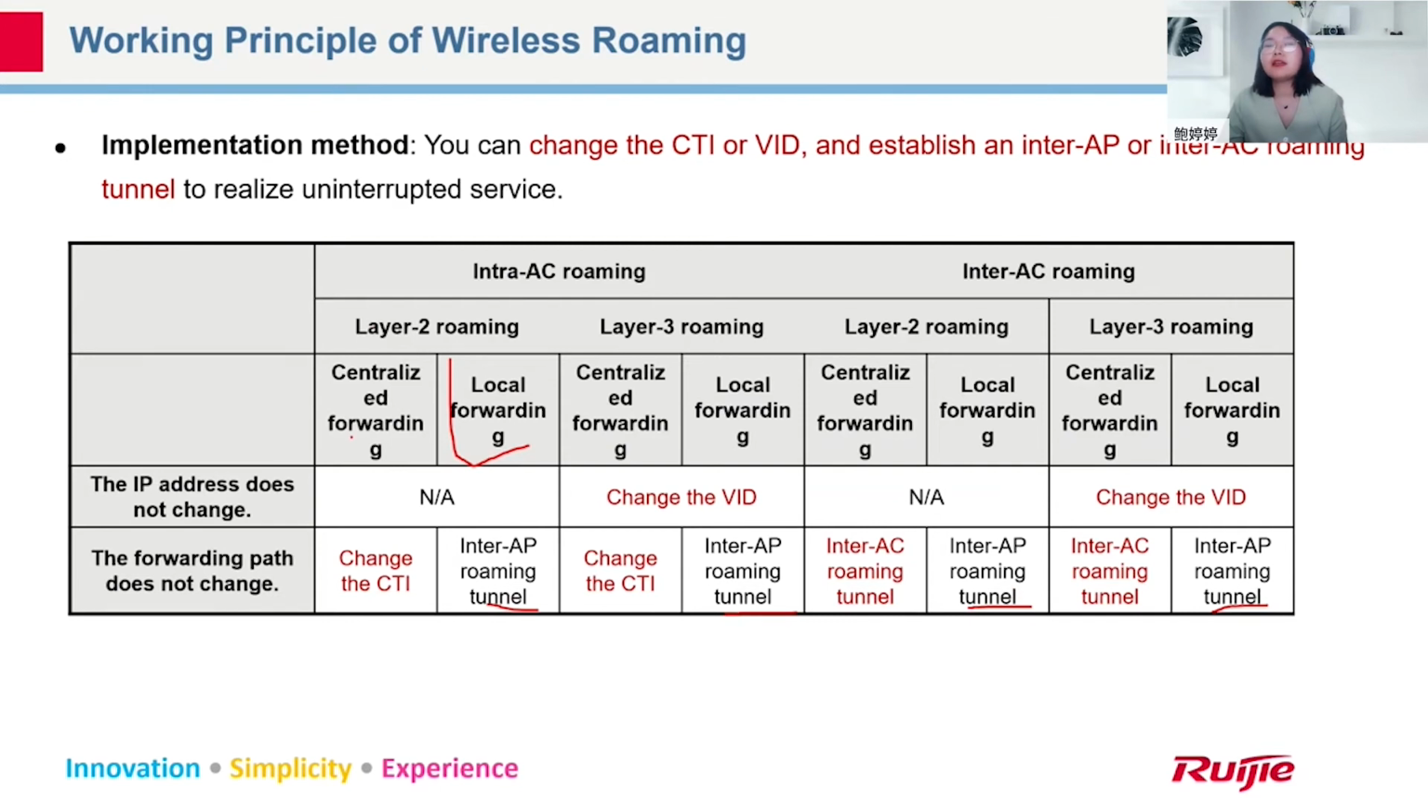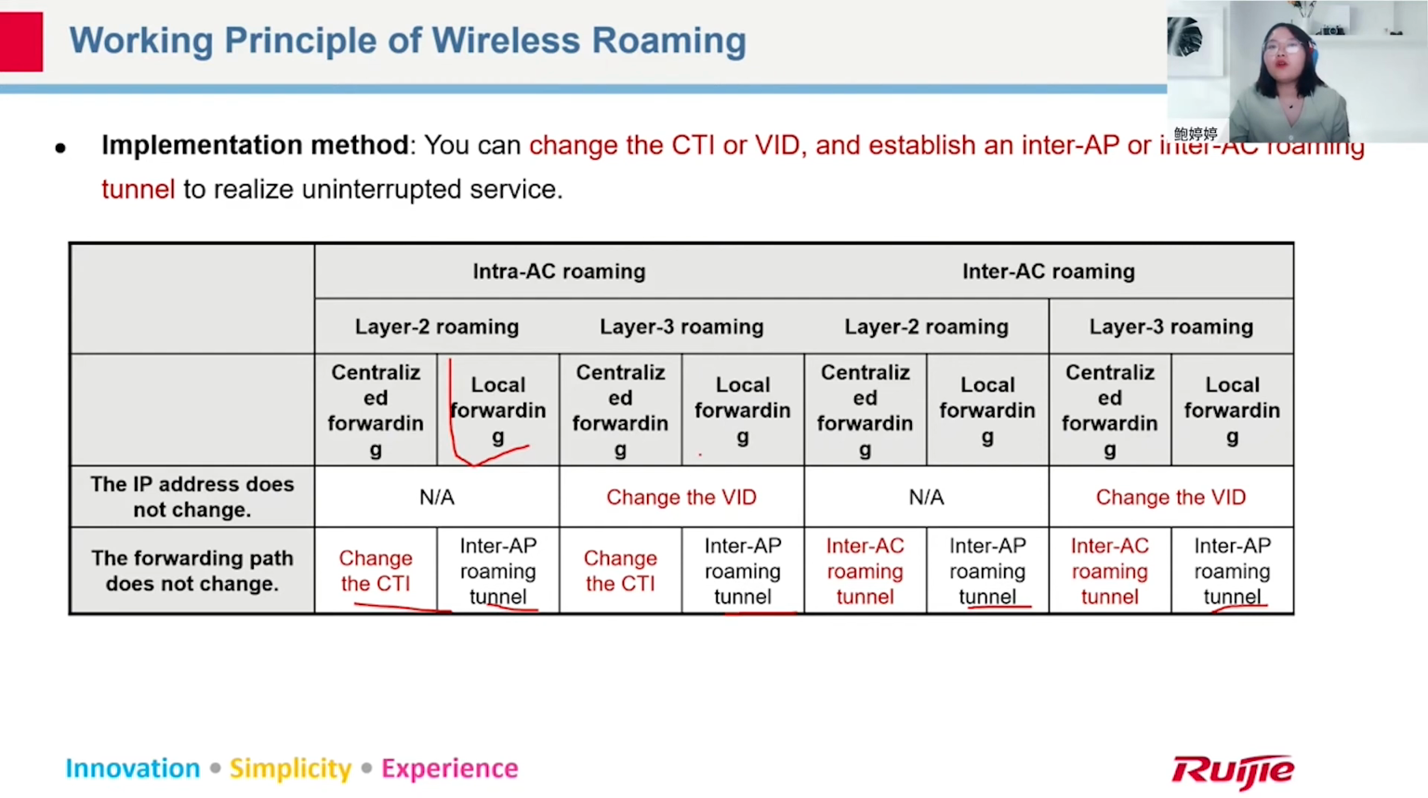But centralized forwarding is a little complex because we have to establish the connection with the AC. For intra-AC, changing the CTI value is enough. When we forward the message, we will check the roaming table and check whether your CTI value is the same or not. If not, I will change the CTI and then forward the message out. When we receive the message from the AC, I will change to the new CTI and then send it to the new AP. So in intra-AC centralized forwarding, we change the CTI value.